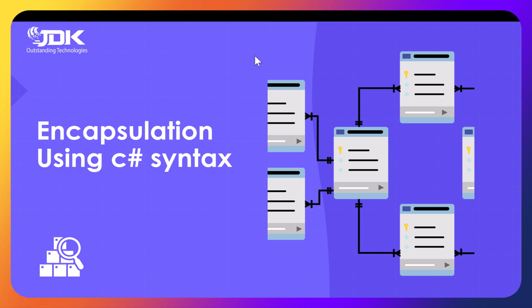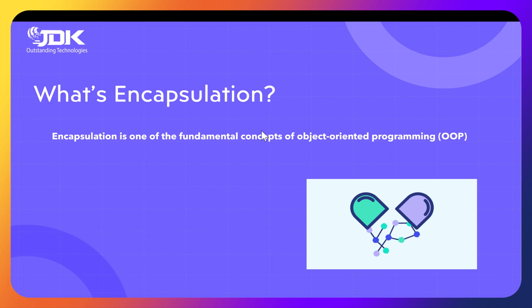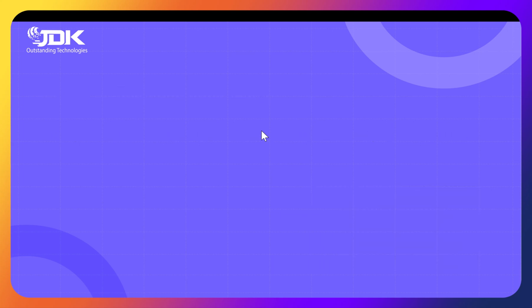So, encapsulation is one of the fundamental concepts of object-oriented programming. In C Sharp, like in other programming languages, encapsulation allows us to hide the internal details of a class and expose only the necessary interface to interact with it. And all of this promotes modularity, code reuse, and security.